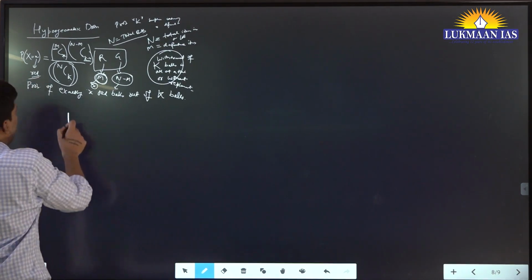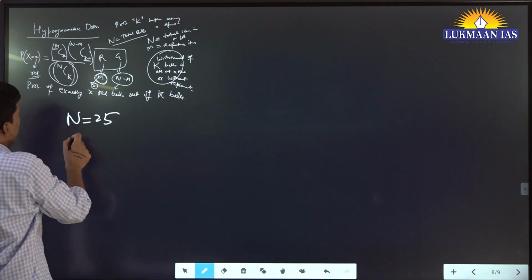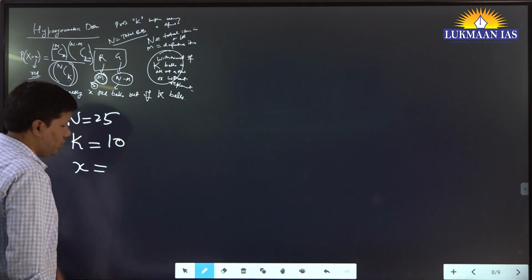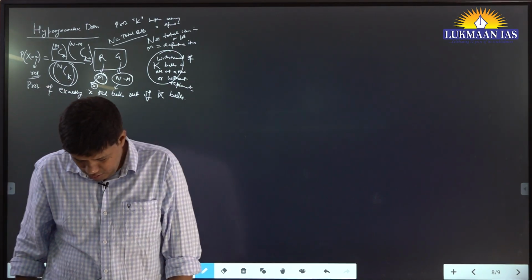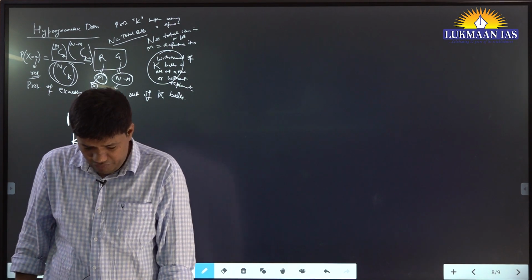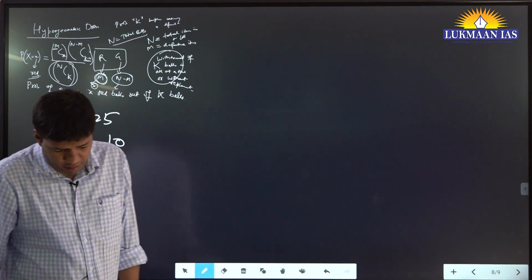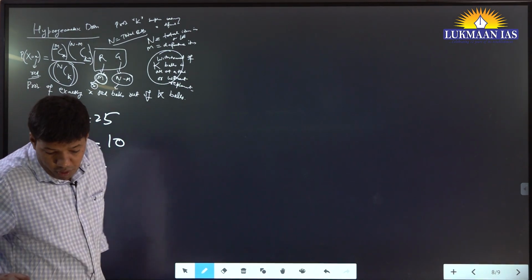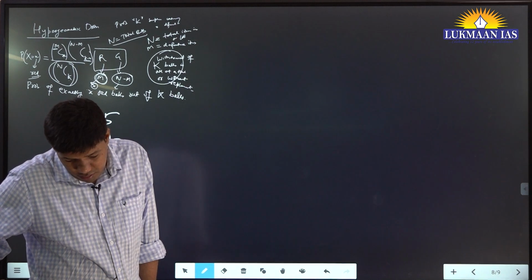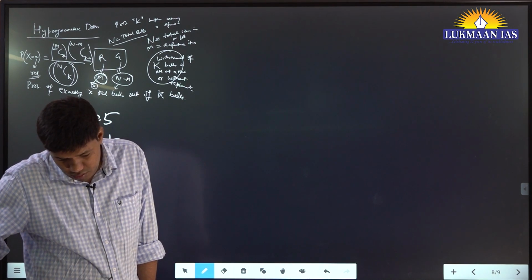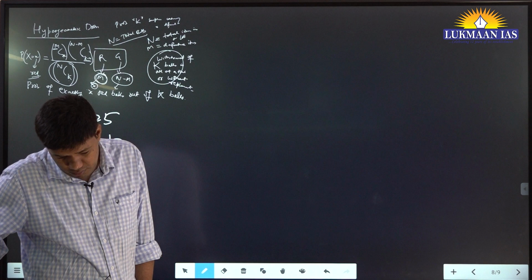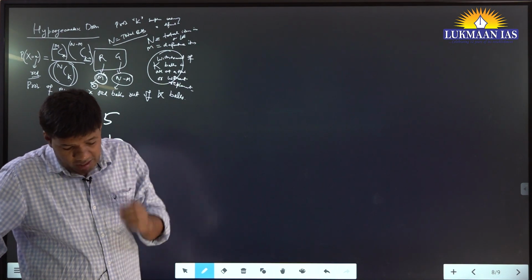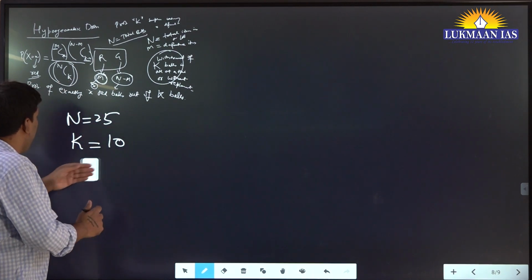I'm just writing in this question. N is equal to 25, the sample size which you would draw is 10, and let's say you're looking for success. What is the value? What is the probability of 6 defective? Small n is equal to 6. Just a minute. And m is equal to 6. K is equal to 10, m is equal to 6. They have given m is equal to 6.